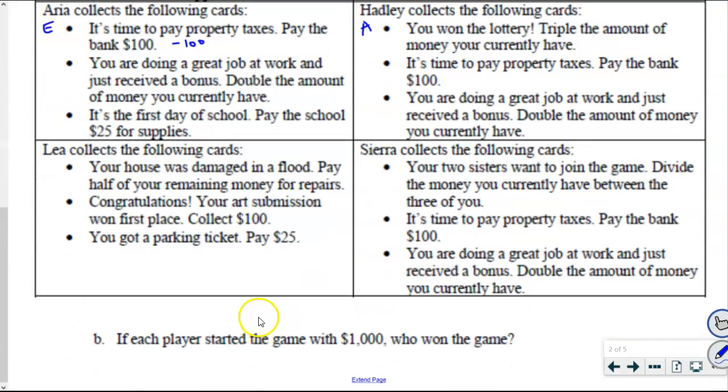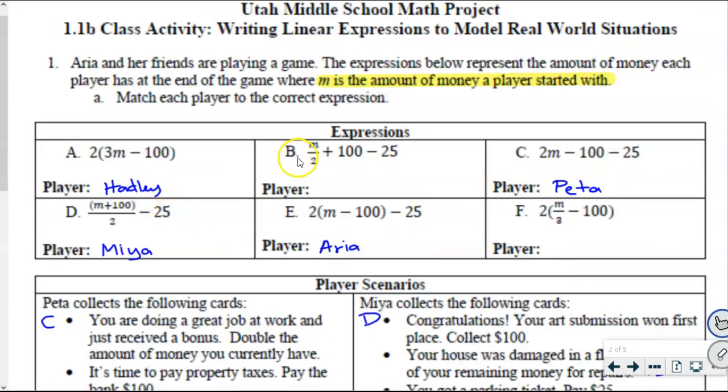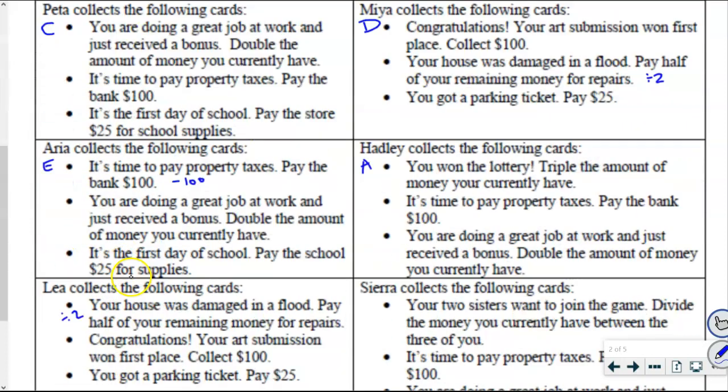And let's keep on reading. Leah collects the following cards. Your house was damaged in a flood. Pay half of your remaining money for repairs. What does that mean if we're going to pay half of the money? What am I looking for in that expression? Kaden? Yeah, we're looking for dividing by 2 right out of the gate. So when I'm looking at those expressions and we have narrowed it down to just 2 left, this one shows that it is being divided by 2. This one shows it's being divided by 3. So probably safe to bet on B, but let's keep on reading.